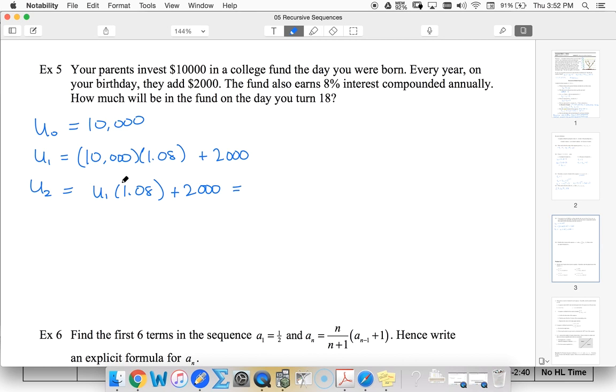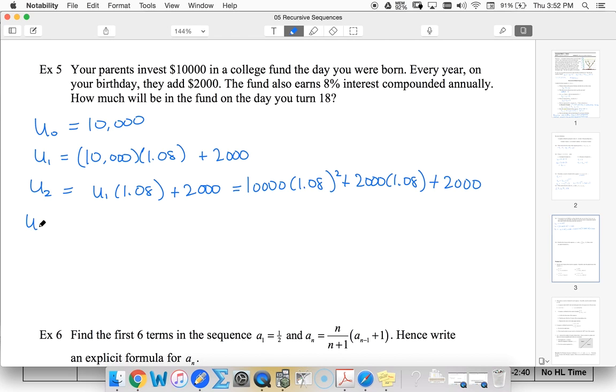So multiplying this out, I'm going to multiply all of this by the 1.08. So I would get 10,000 times 1.08 squared plus 2,000 times 1.08. So that's multiplying all of this by 1.08 plus 2,000.